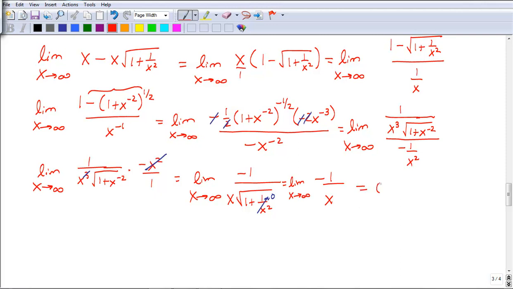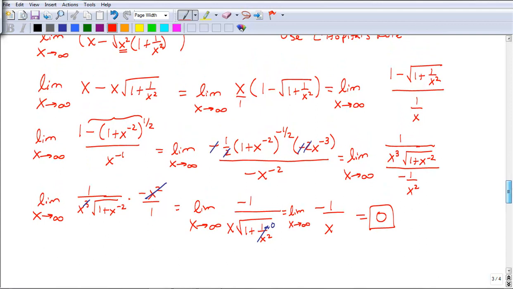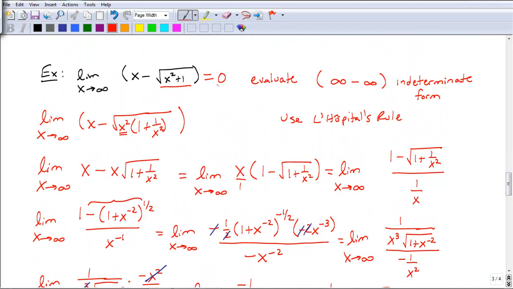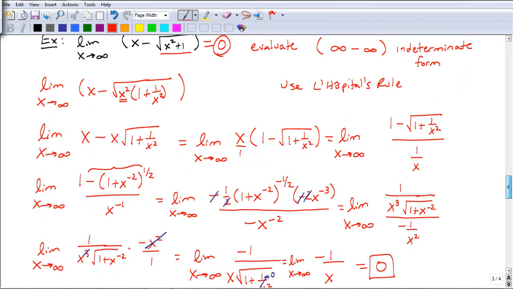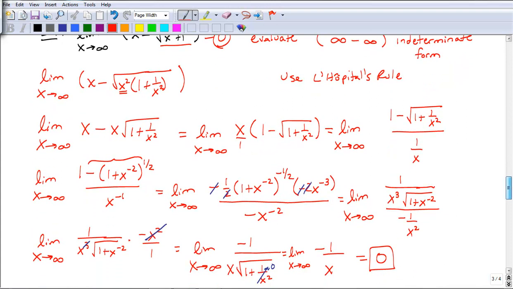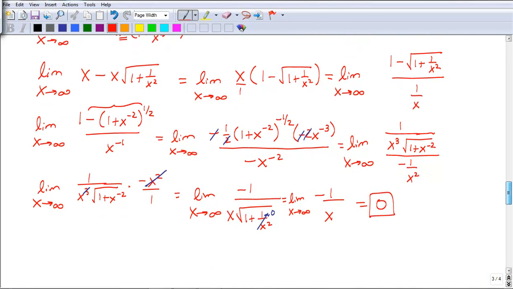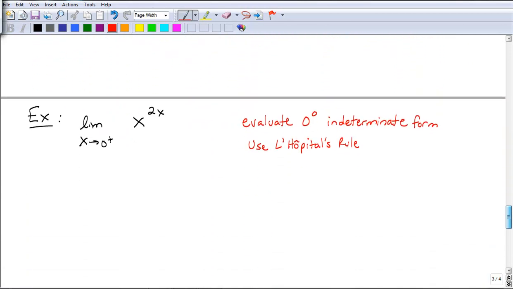And 1 over x goes to 0 as x goes to infinity. So after all these simplifications and derivatives, I get 0 for the limit. So that must have been the original limit. Infinity minus infinity does equal 0 in this case. But notice I had to rewrite it a funny way to get this x factored out and then to write it as a fraction. But once I did that, L'Hopital's rule worked.